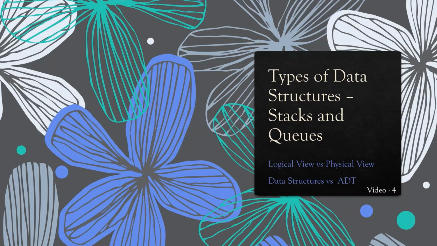In this video, we look at two commonly used types of data structures, namely stacks and queues. We look at what we mean by the physical and logical view of a stack, of a queue, and we explain the concept of data structures and ADT using stacks and queues.